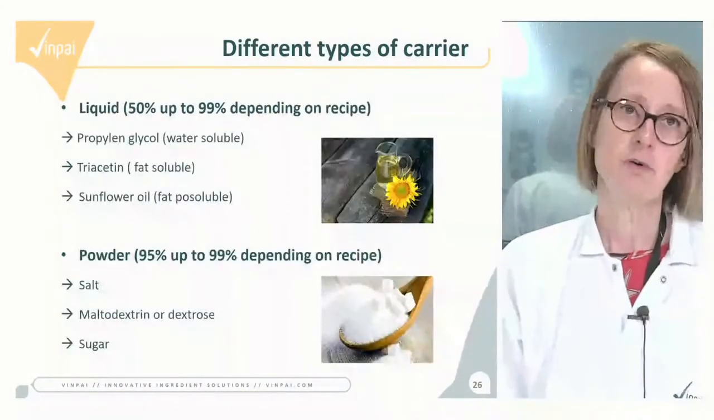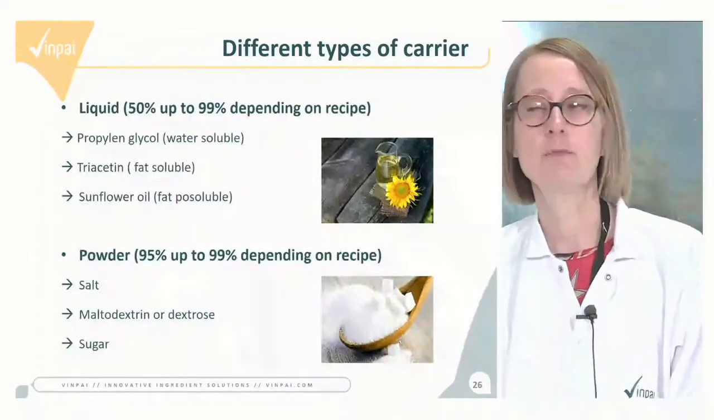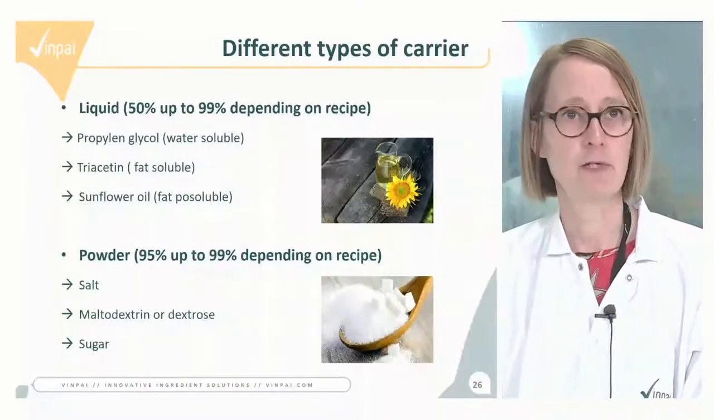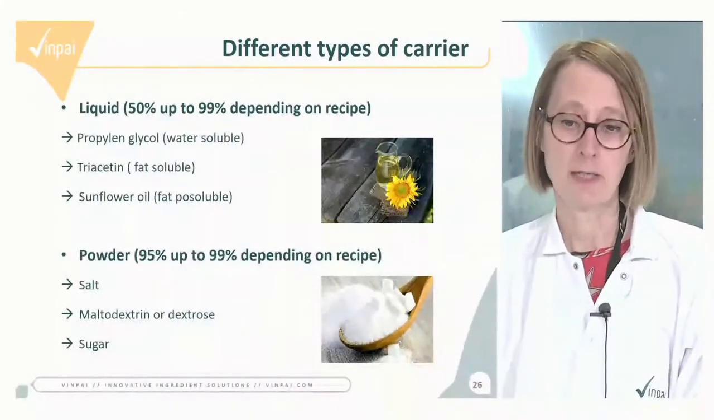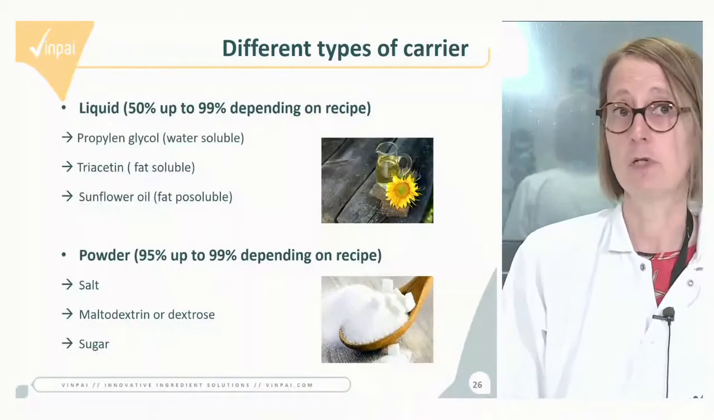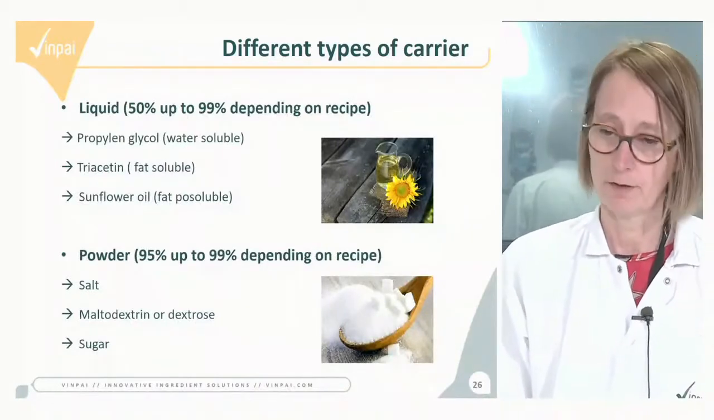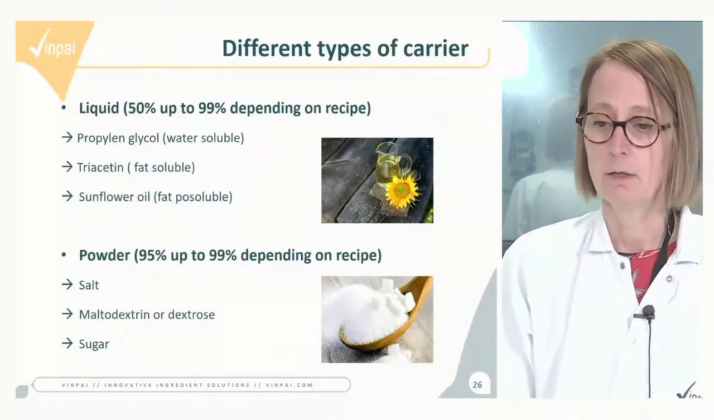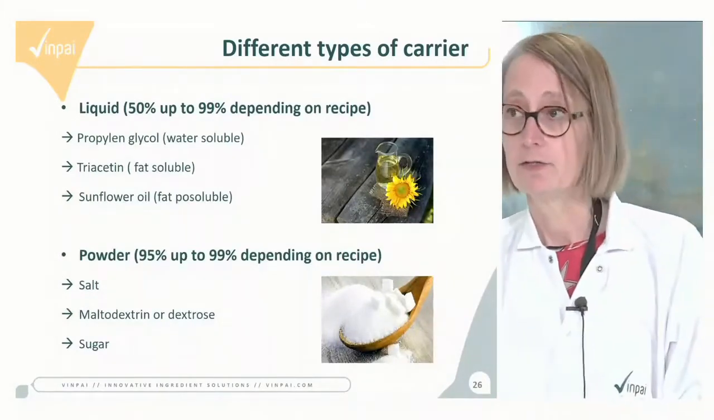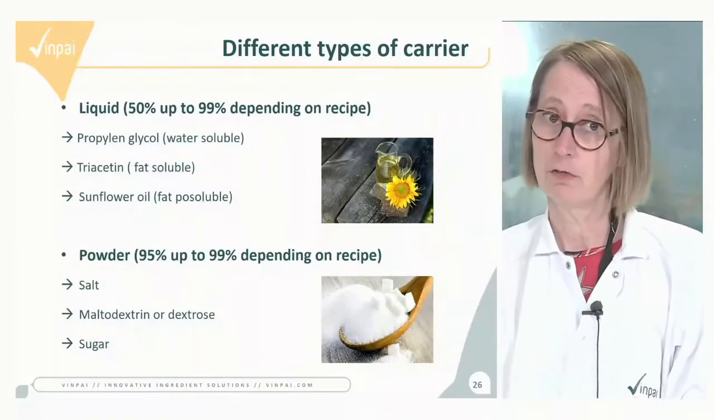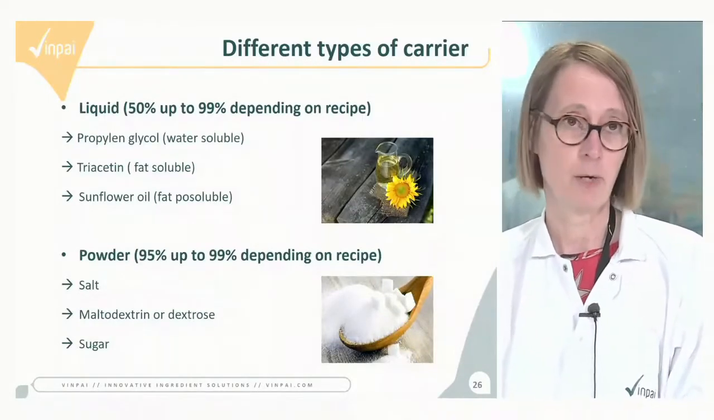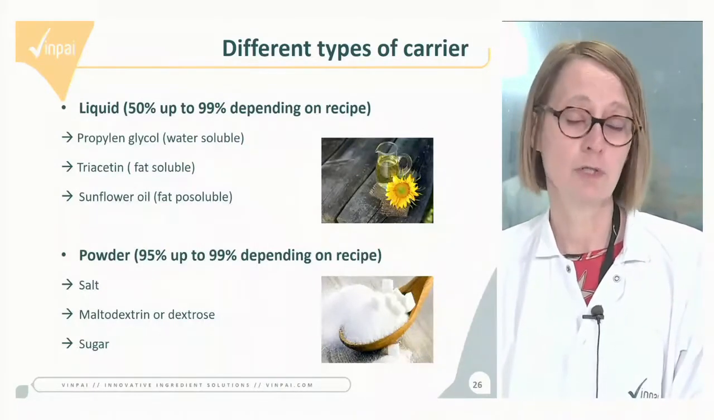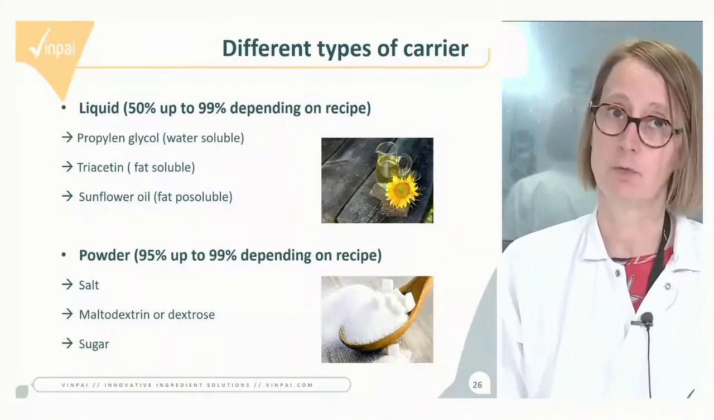What is the composition of a flavor? A flavor is composed by two main parts. First, a carrier, and secondly, the flavoring components. Concerning the carrier, we can choose a liquid one or a powder one. For liquid one, we use mostly propylene glycol, which is water soluble, triacetine, which is fat soluble, or sunflower oil. And for powder, we can use salt, sugar, or a more neutral carrier like maltodextrin or dextrose.